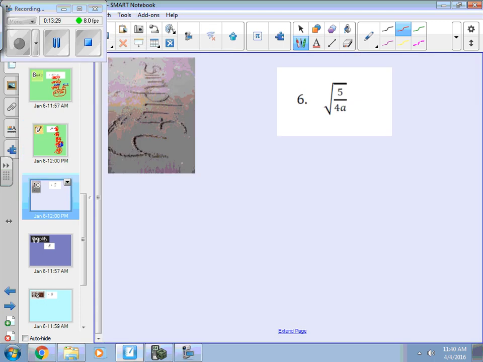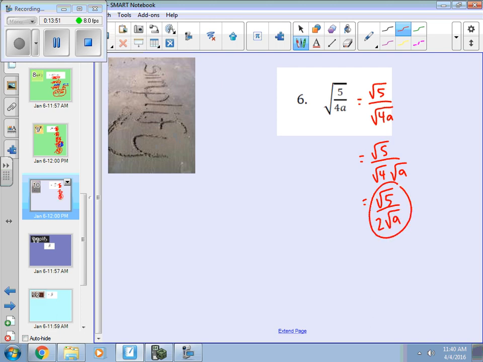All right, number 6. We end up with square root of 5 on top, square root of 4a on bottom. Doesn't really look like anything on top simplifies. On the bottom, though, we can separate that into stuff that will and stuff that won't. Square root of 4 ends up equaling 2. Okay, so that's the answer.